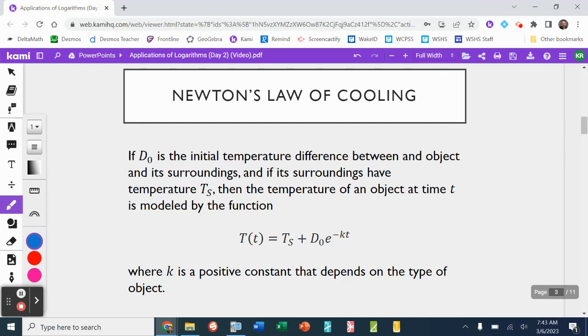The application is called Newton's law of cooling. And so this just simply reads: if D sub 0 is the initial temperature difference between an object and its surroundings, and if its surroundings have temperature T sub S, then the temperature of an object at time t is modeled by the function T of t is equal to T sub S plus D sub 0 times Euler's number raised to the negative kt, where k is a positive constant that depends on the type of object.